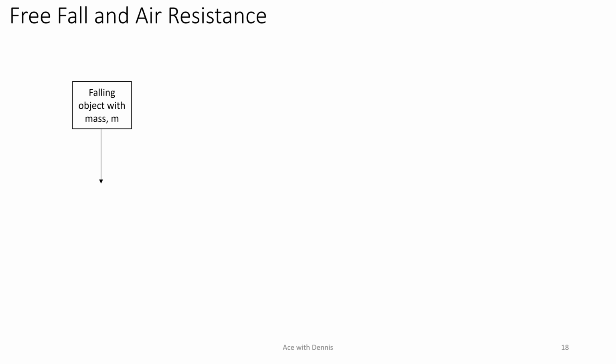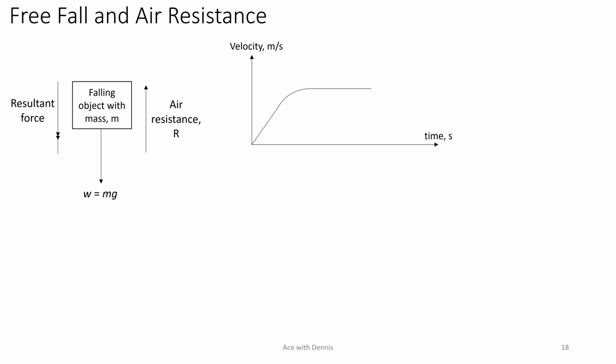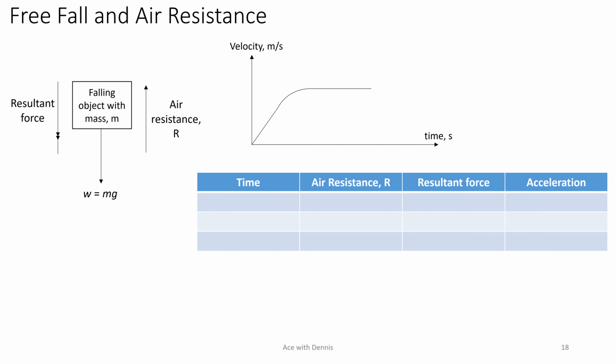So this is a falling object with mass m. It has one downward force, which is its weight. And it experiences air resistance R when it falls down. So this is the resultant force. This graph shows the velocity-time graph. So at the first few seconds, from 0 to t1, the air resistance is negligible. The resultant force is just the weight, and the acceleration is equal to g.